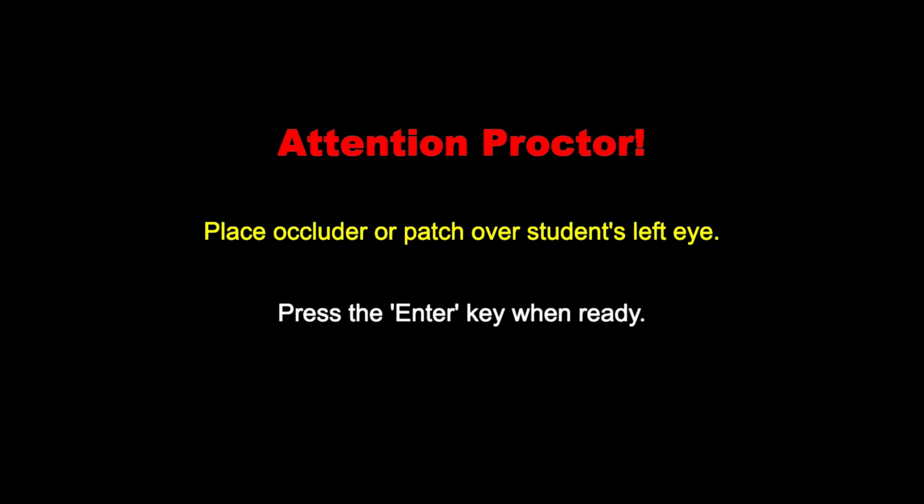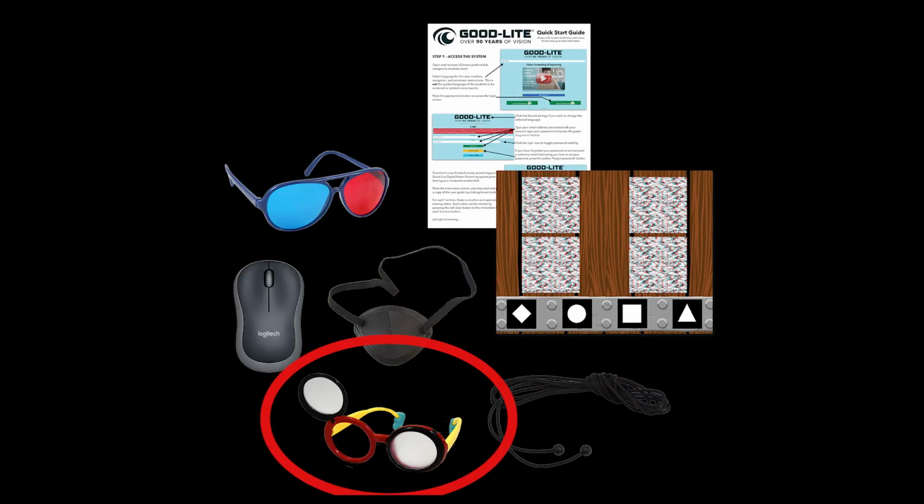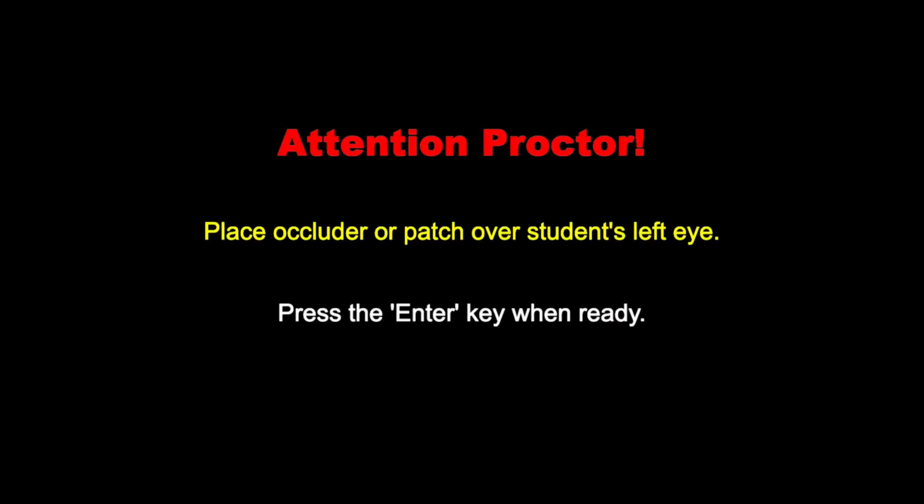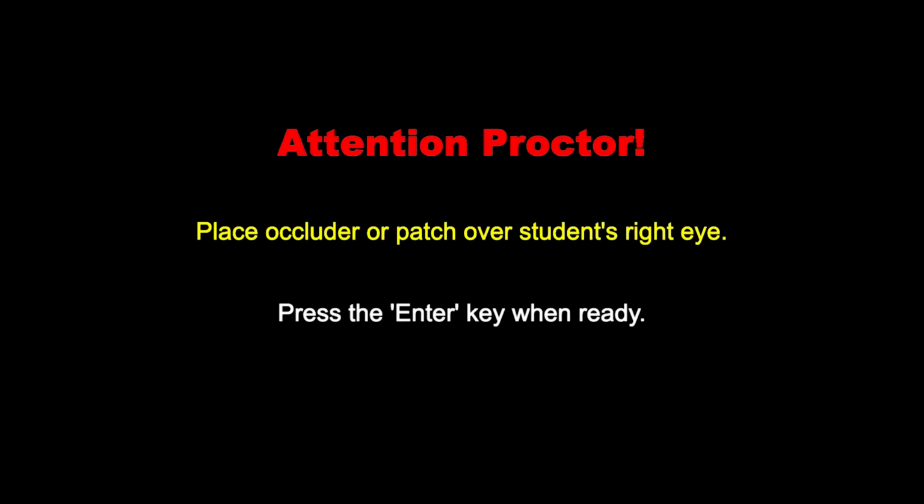Press Enter on the screen to begin. First, the system will screen both eyes, and then will ask the proctor to occlude or patch the student's left eye. To occlude the student's eye, use the flip-up occluding glasses provided in the GLD Vision Support Kit. Press Enter to continue the screening, and repeat this step with the right eye.